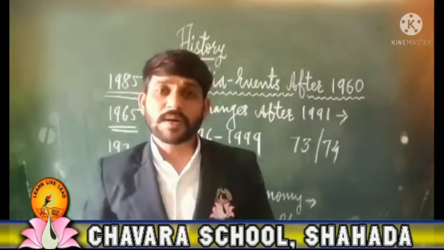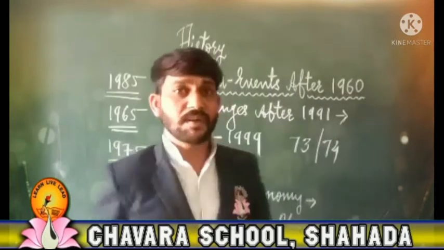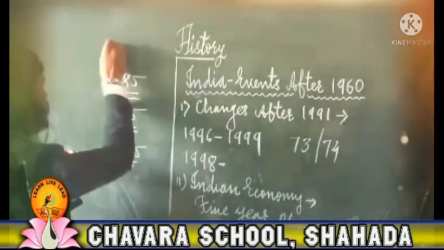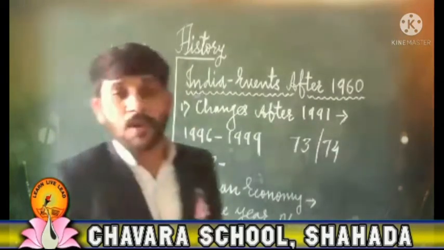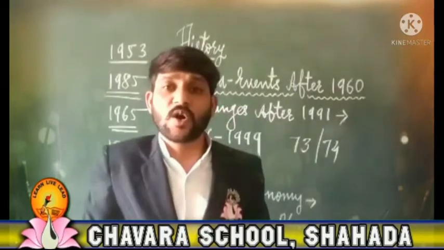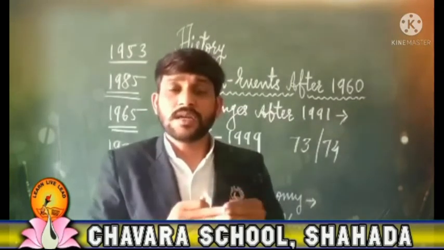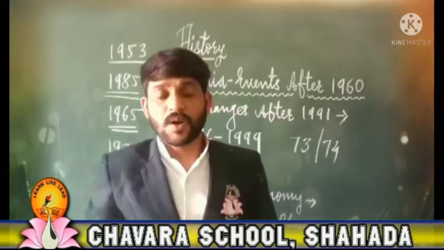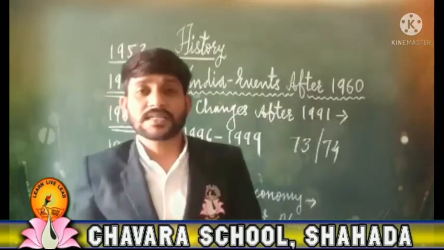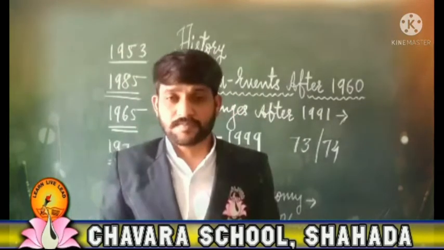So for that purpose, the Kaka Saheb Kalelkar Commission was set up in the year 1953. Why? To study the social and economic condition of the deprived sections, the scheduled tribes or the scheduled castes. Through this they would understand and recommend improving their conditions.